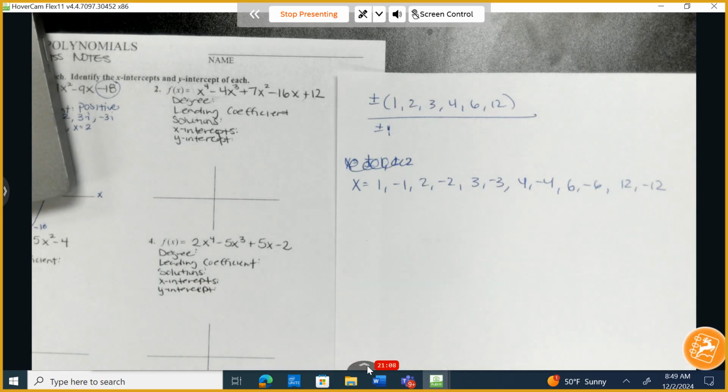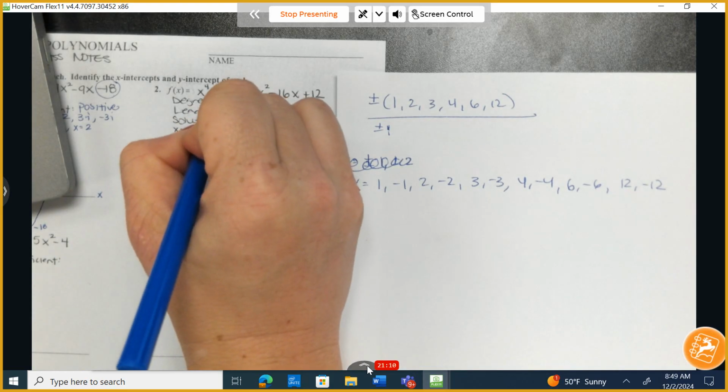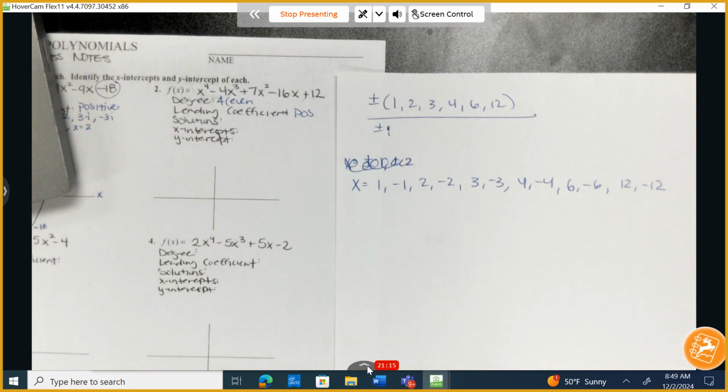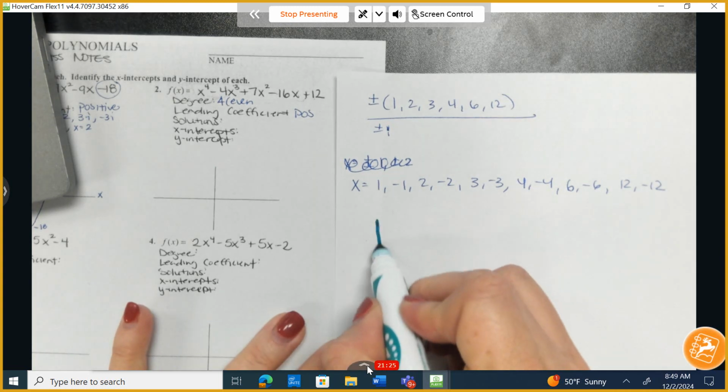All right, this is a degree 4, which is an even number, and the leading coefficient is positive. I know I'm going to have 4 solutions based on the degree. Let's get started. Between you and your partner, I want you to decide who's going to test 1 and who's going to test negative 1, and then stop. So get it set up.